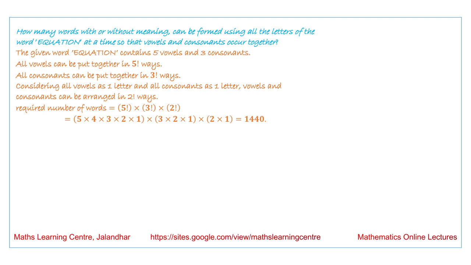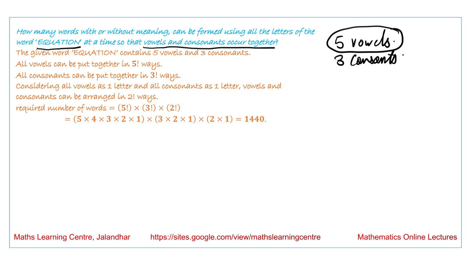Next is, how many words with or without meaning can be formed using all the letters of the word EQUATION at a time so that vowels and consonants occur together. In this word EQUATION, we have 5 vowels and 3 consonants. The number of ways in which these 5 vowels can be arranged is 5 factorial. And the number of ways in which these 3 consonants can be arranged is 3 factorial.